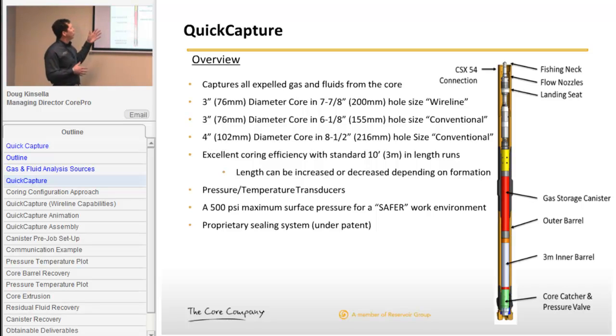So the whole idea behind the tool is capture everything in the core, it comes to surface at a reduced pressure and stores everything in the core barrel and canisters. What does that do for us? Well, obviously we get to keep everything that comes out of the core, so we get to capture all the expelled gases and fluids. We can cut a much larger diameter core, 3-inch if we're doing a wireline, 3-inch if we're doing it on a conventional platform in small hole, 6 1/8 or greater. Or we can cut a 4-inch diameter core if we're in hole sizes 8.5 and above, and we run it on the conventional coring platform. The tool is designed with a 10-foot barrel.